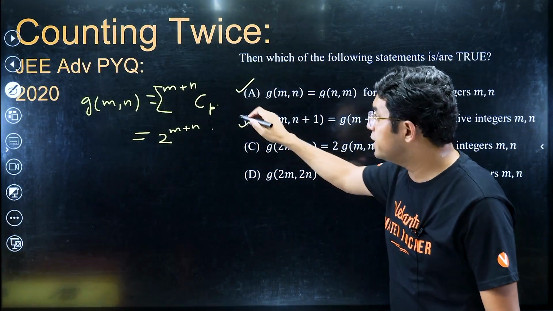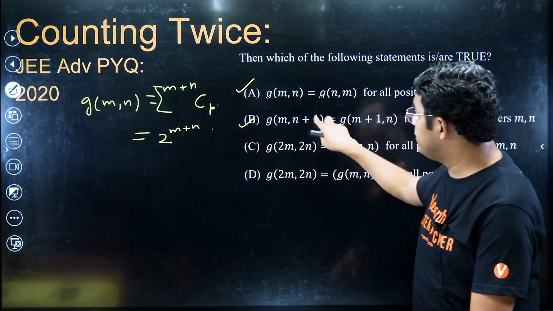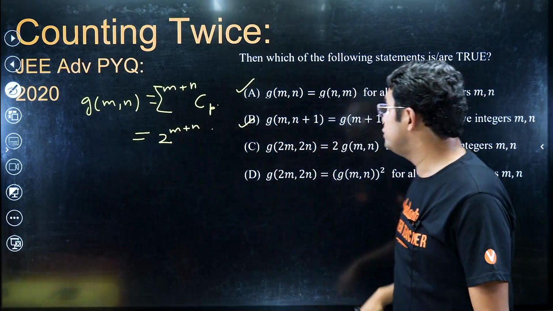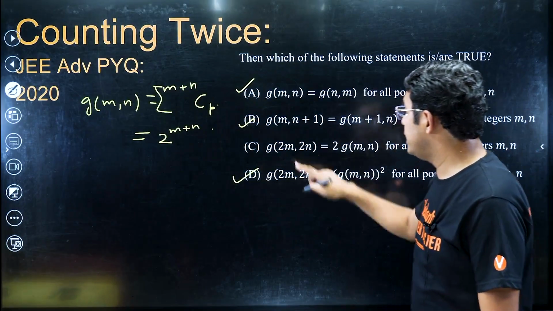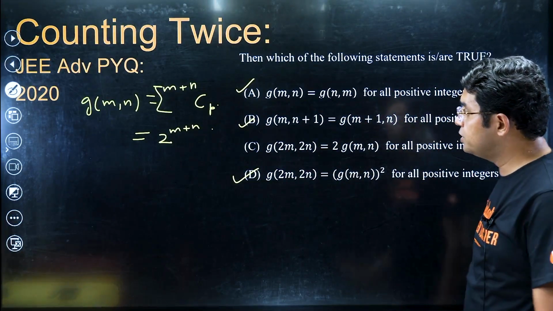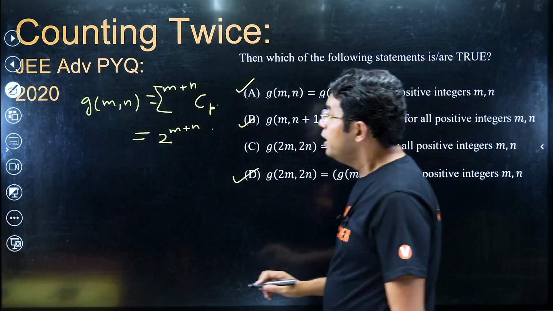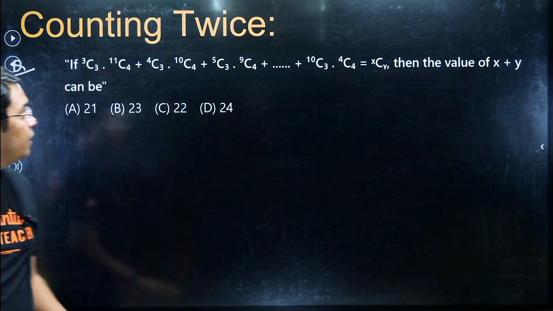Option B is also obviously correct, because m or n, whatever the sum is, that matters to find the value of g(m, n). Similarly for D also, I think this seems correct. C is wrong. So the answers for these questions are A, B and D. Okay, moving to the next thing.